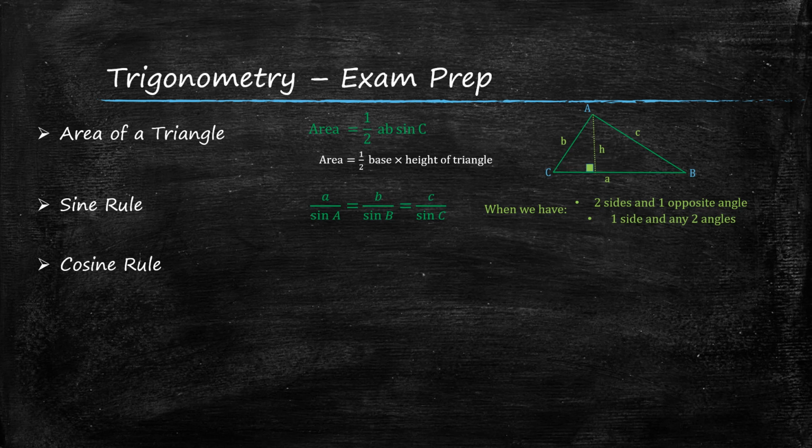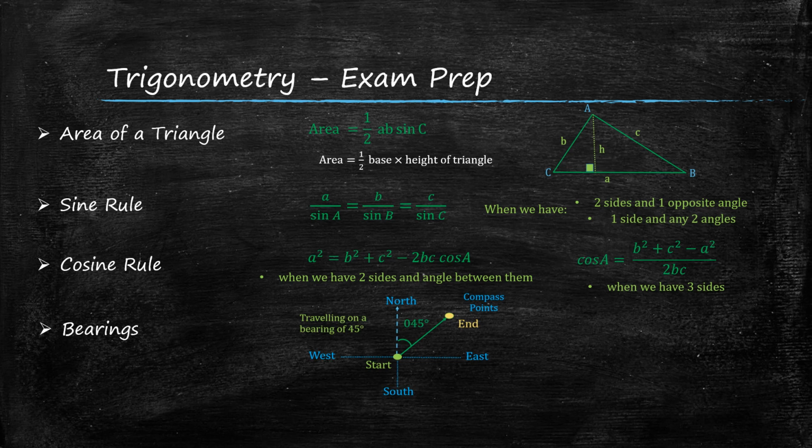We then moved on to the cosine rule. Again, we use the cosine rule to find the length of unknown sides or the size of unknown angles in non-right angled triangles. We can use this form of the cosine rule, the a squared equals b squared plus c squared minus 2bc cos a form, when we have two sides and an angle between them. And we can use the rearranged form, cos a equals b squared plus c squared minus a squared over 2bc, when we have all three sides and we wish to find an angle.